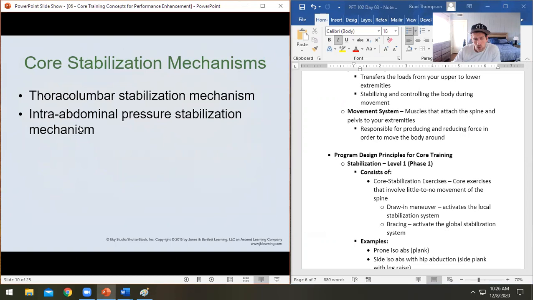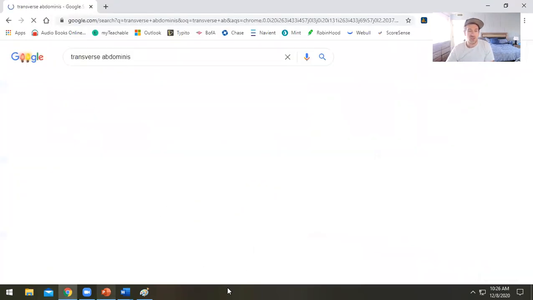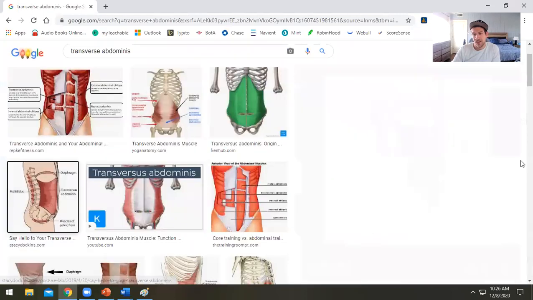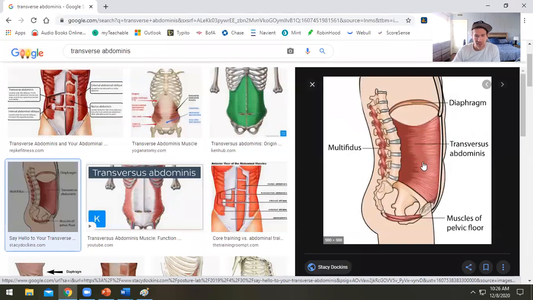Well, one of the biggest ones is you're going to use intra-abdominal pressure. That's your transverse abdominis. If we look at the transverse abdominis, it's this webbing. Actually, this is great. Where has this picture been all my life? You can see here, this is your entire local stabilization system.